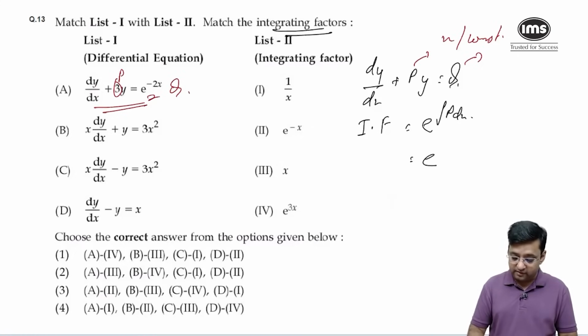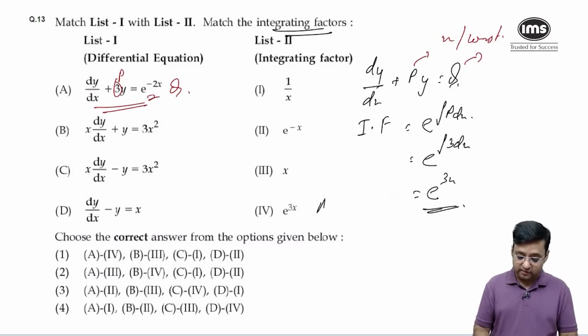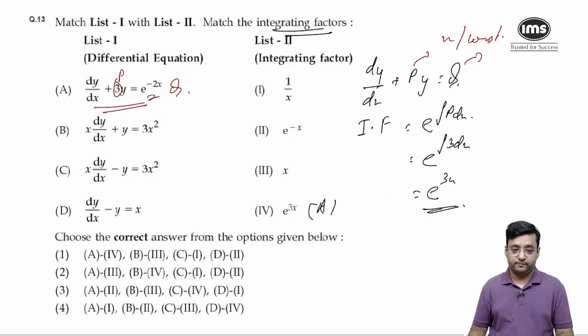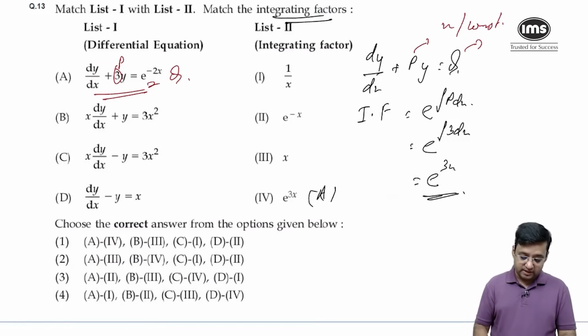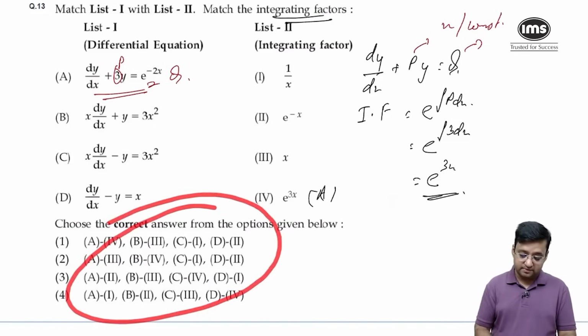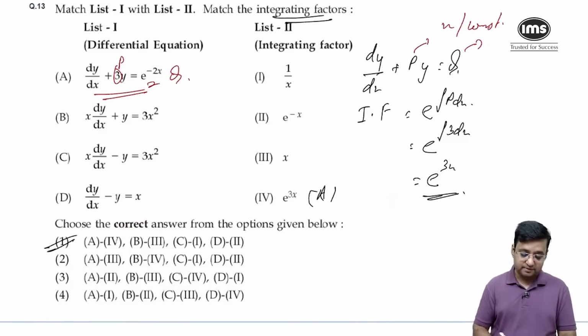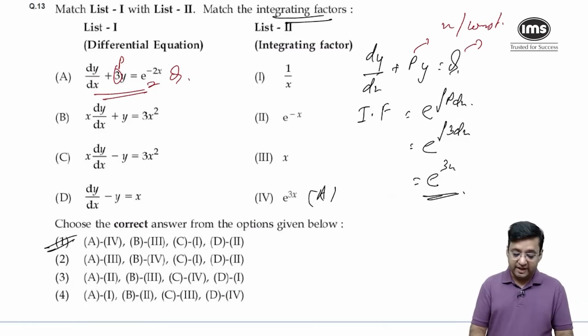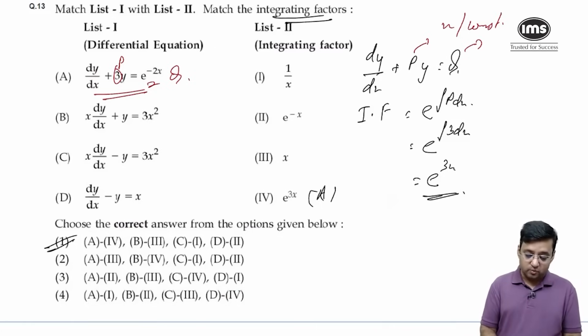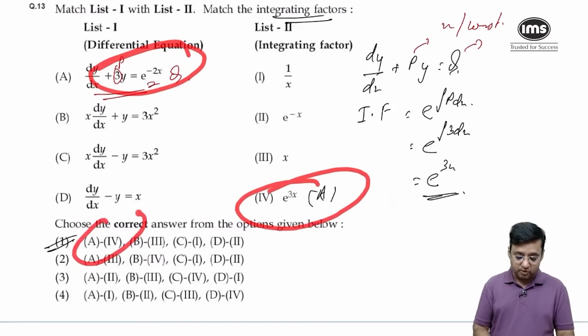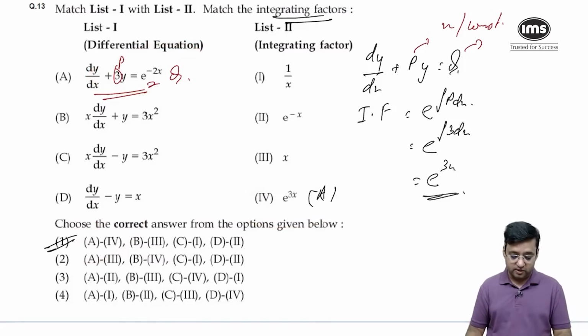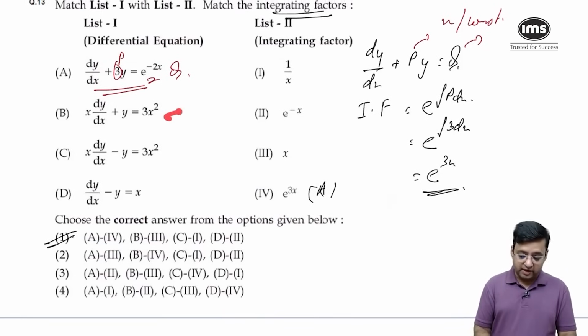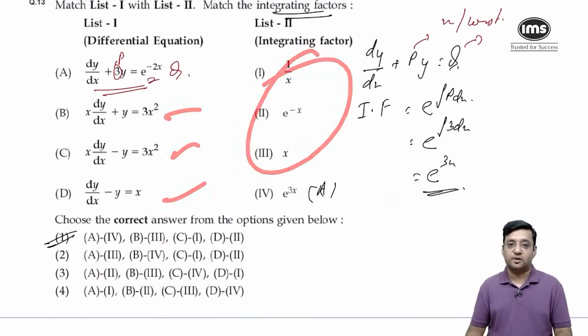E to the power integration of 3 dx. Now this becomes e to the power 3x. That means this is going to be in the fourth option. And according to this multiple choice, I have only one option. So this becomes very easy if I find just one of them and it supports my answer. Okay. If you want, you can try with all of these and you will get all of them.